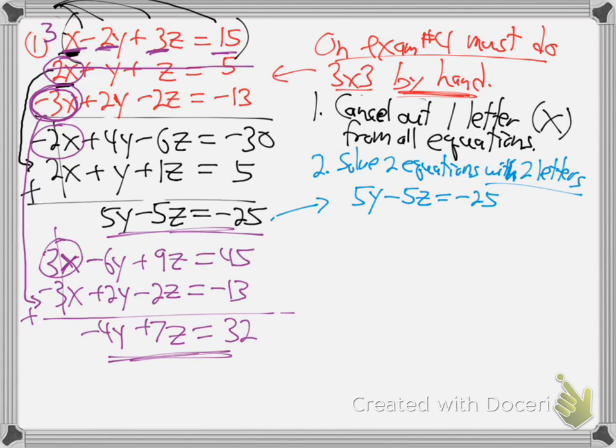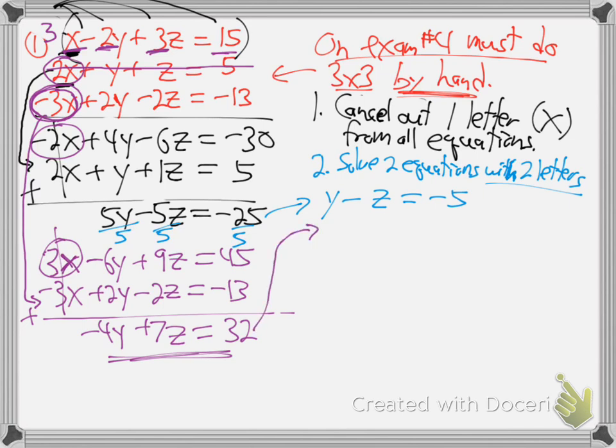Actually, you know what? I can do something nice with that equation, couldn't I? Yeah, look. 5 divides through all of that, right? So let's do that. Let's just clean that thing up right now. Divide by 5, divide by 5, divide by 5. What do you get? Y minus z is minus 5. And then bring up the second equation here. Minus 4y plus 7z is 32. Okay, now we have 2 equations with 2 letters. Call that a 2 by 2.